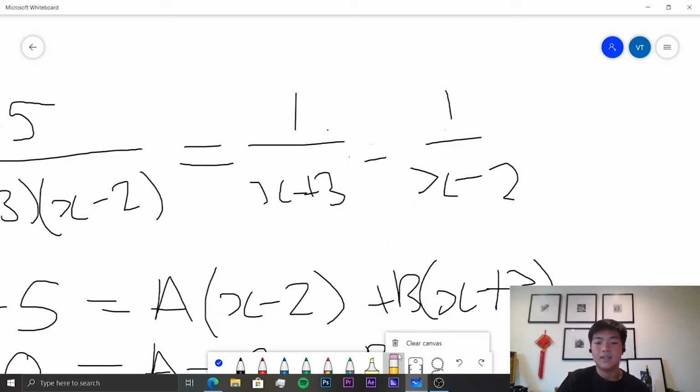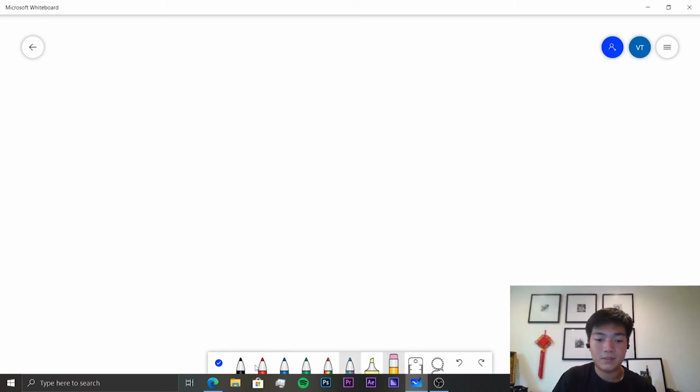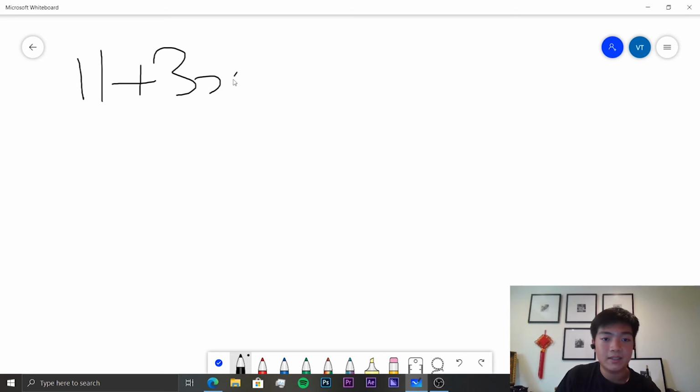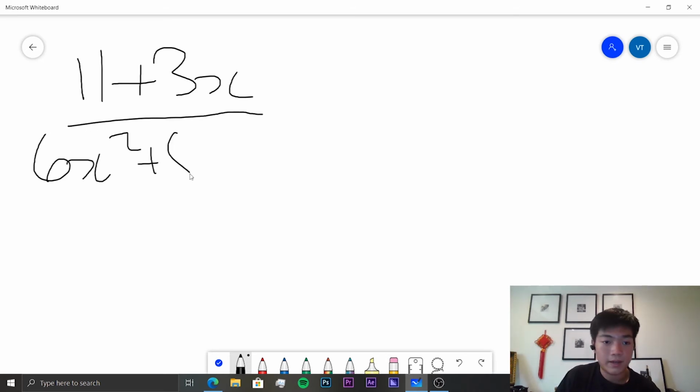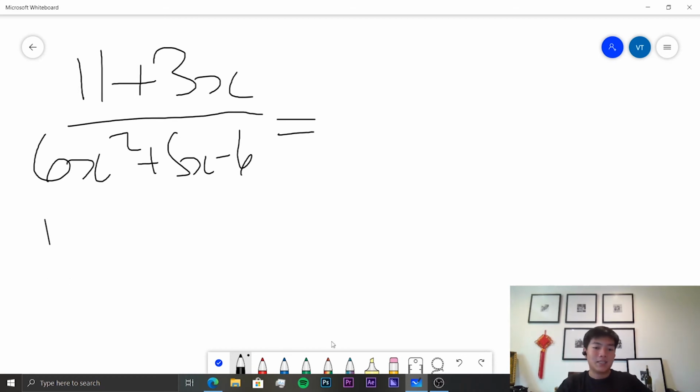Okay. Now on to the final problem of the speedrun. We have 11 plus 3x over 6x squared plus 5x minus 6 is equal to, well, something. We need to figure out what that something is, so first let's factorize this at the bottom. This is actually quite a tricky factorization.